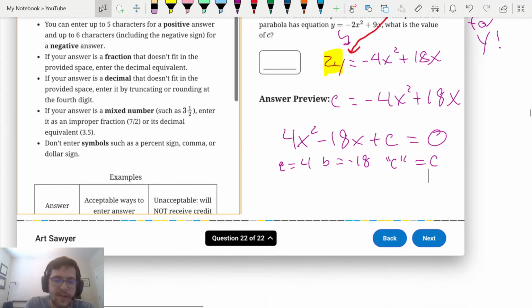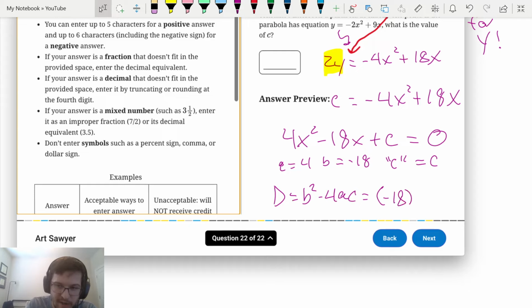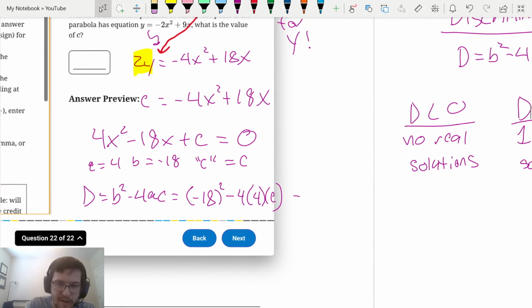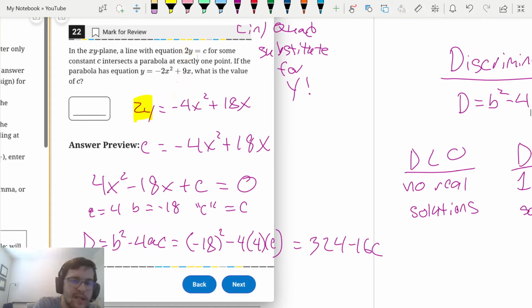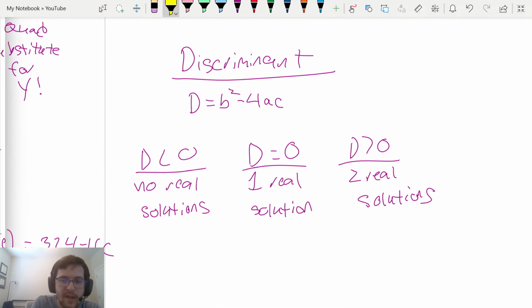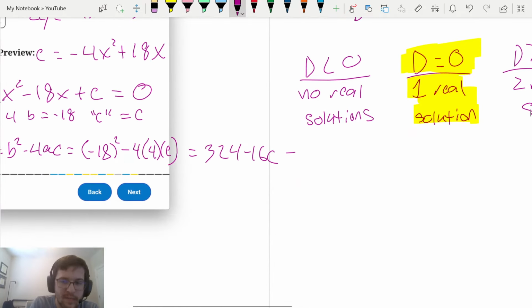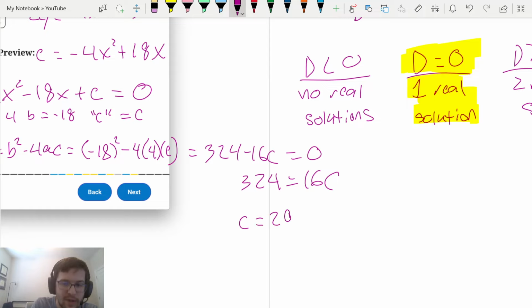All right, so let's do d equals b squared minus 4ac. So we get negative 18 squared minus 4 times c. So we get 324 minus 16c. And now because it says in the question they intersect at exactly 1 point, that means it has one solution. So that means the discriminant is equal to 0. So I'm going to set it equal to 0. 324 equals 16c, and then I divide by 16 on my calculator, and I get c equals 20.25.